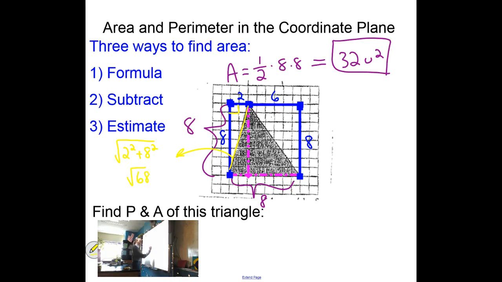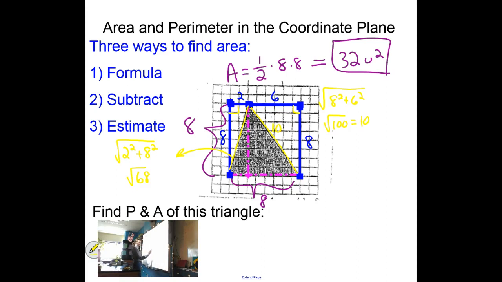Okay, this one over here, again, I have another right triangle. So I've got the square root of, again, c squared equals a squared plus b squared. So I've got 8 squared plus 6 squared. 8 squared is 64. 6 squared is 36. Add them together, you get 100. Square root of 100 is 10. So now I know this side is 10.